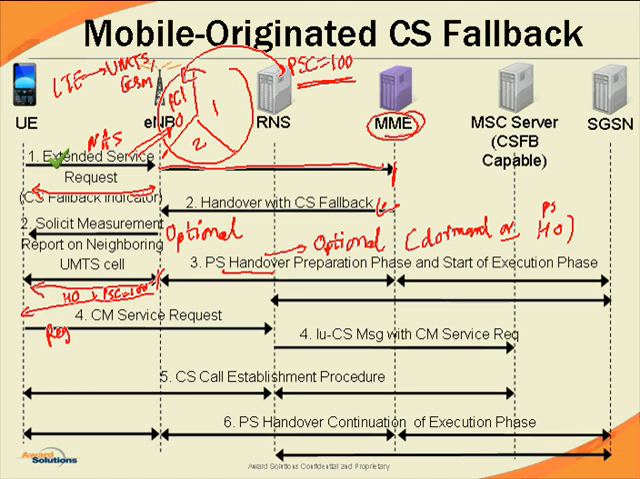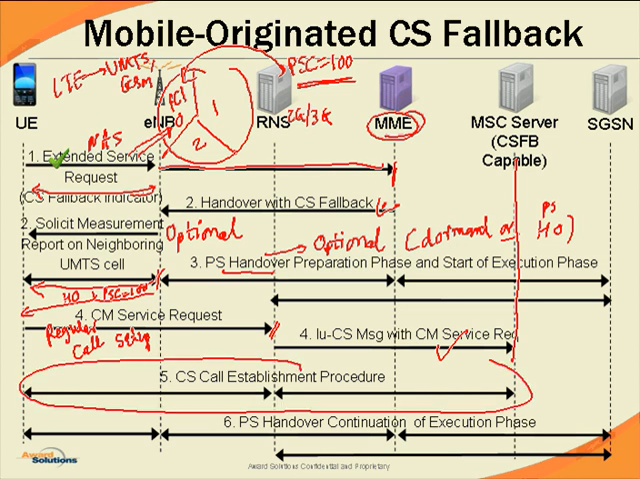So from now onwards, it is a regular 2G, 3G call setup. So it's a service request to the RNC. This is a 2G, 3G radio network controller, BSC or RNC, and it will work with the MSC. And then we set up the call. So the call is being set up between the UE, the 2G, 3G BSC, RNC, and the MSC. That is the regular call. So from step 4 onwards, it is all regular call setup.